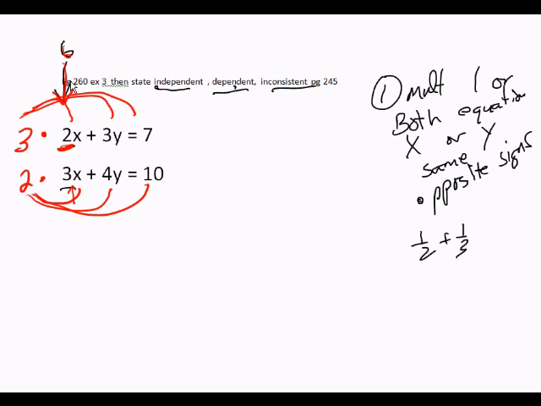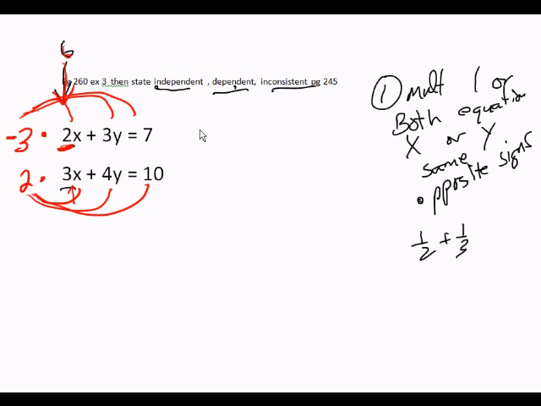So I'm going to do 3 times each of these, and then I'm going to do 2 times each of these. And oh, wait a minute. So we're going to get the x's the same, right? They'll both be 6, but one has to be negative. Which one do I want to multiply by a negative number, the top or bottom? It really doesn't matter. Pick one.